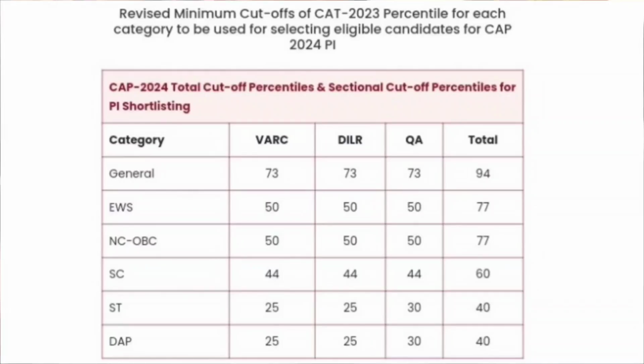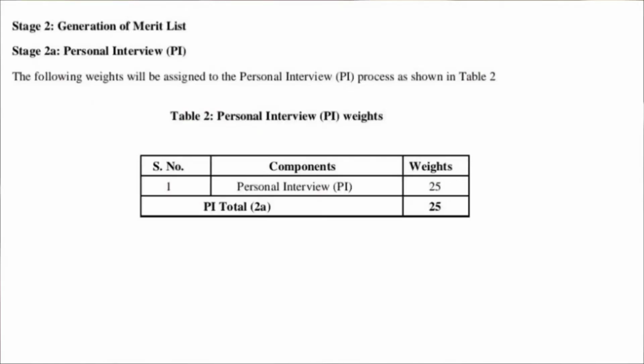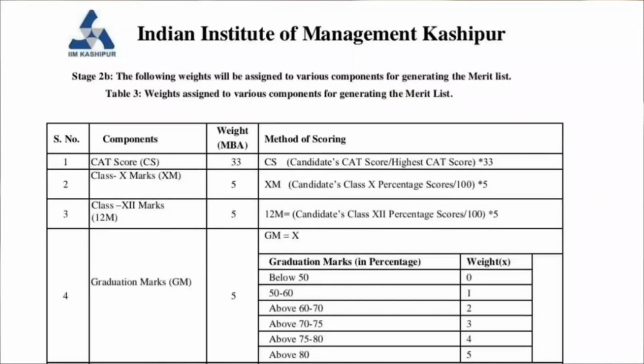For ST and DAP category, it is 25 percentile for the VRC and DILR, 30 percentile in quantitative ability, and overall it is 40 percentile in your CAT entrance examination. So on this basis, the shortlisting of the candidates has been done for the interview. Now if we consider the final selection criteria, 25% weightage is given to your personal interview and 75% weightage is given to the composite score.